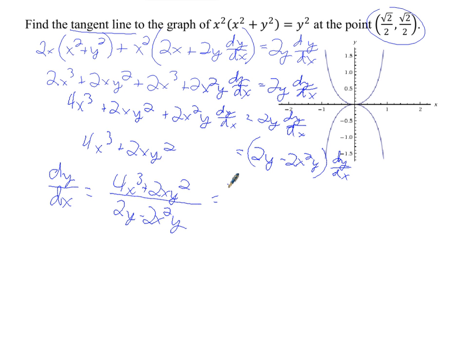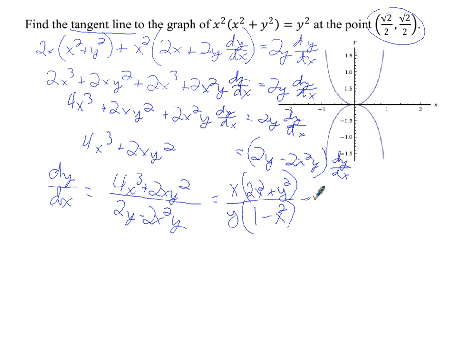So I pull the 2 out of the top, and I pull the 2 out of the bottom, and those are going to divide out. But the x in the top will not. The y in the bottom will not. So I wind up with 2x squared plus y squared. And I wind up in the bottom, the 2's are gone. I pulled that y out of there, so it's 1 minus x squared.